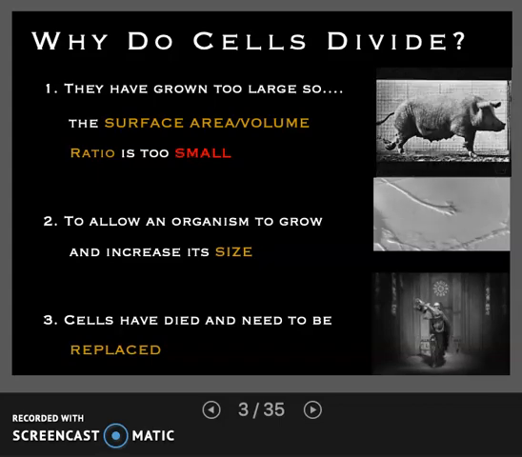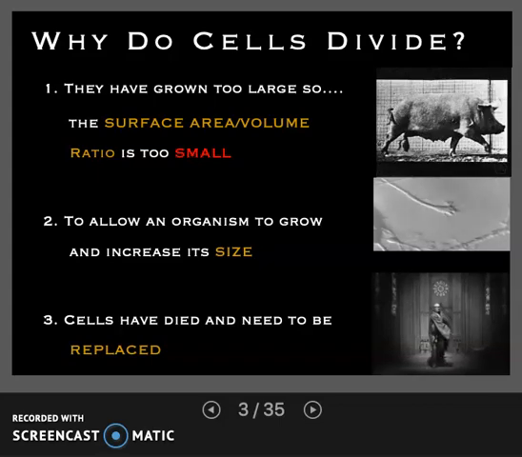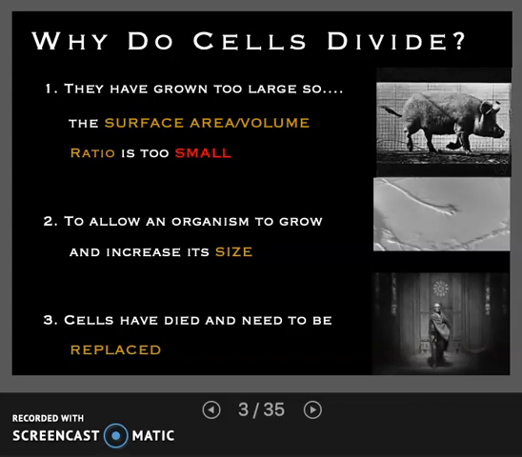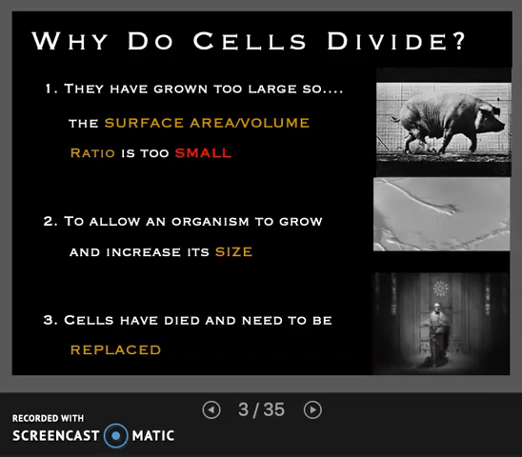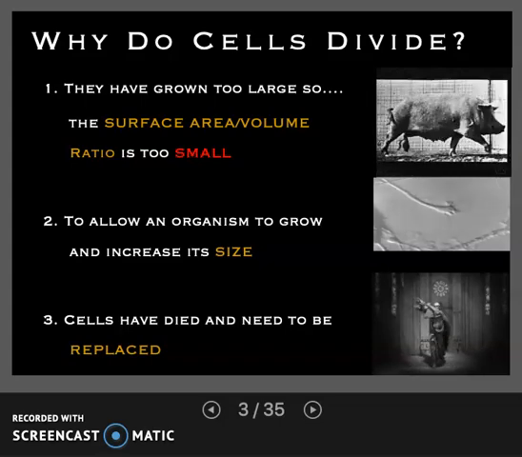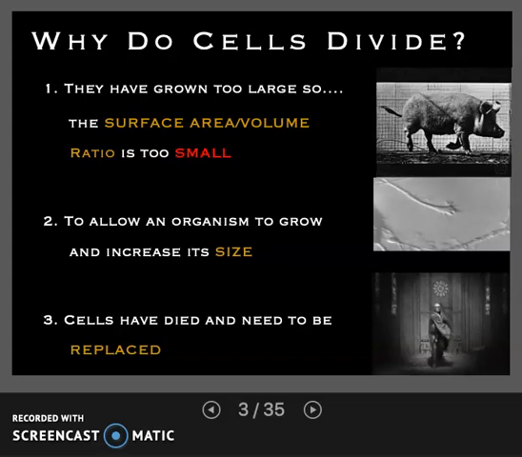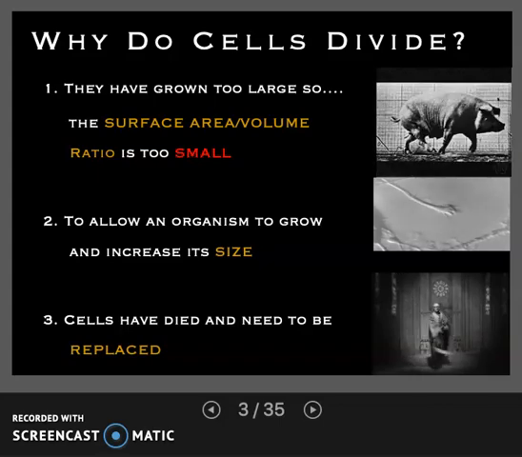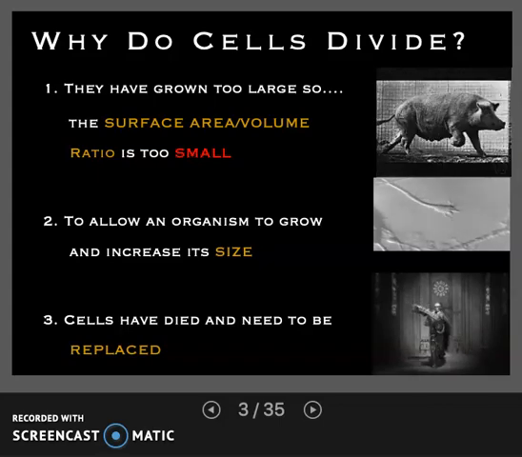Another reason is that's how organisms grow. Organisms grow not by having their cells get bigger, but by adding new cells. And of course, you guys are adding lots of cells all the time now as adolescents. Last but not least, another reason to divide is to replace cells that have died.